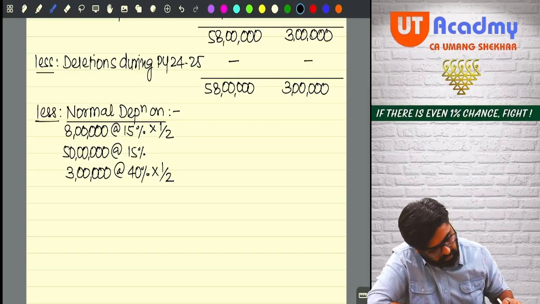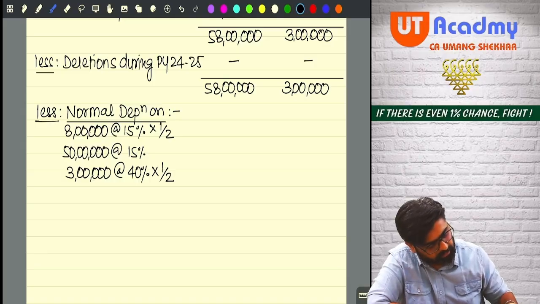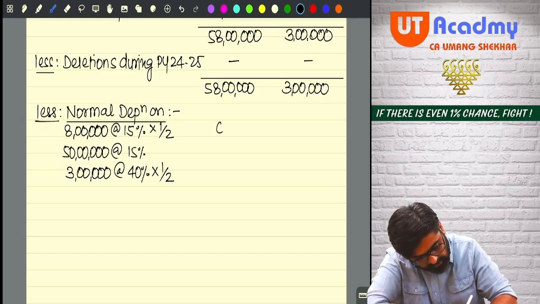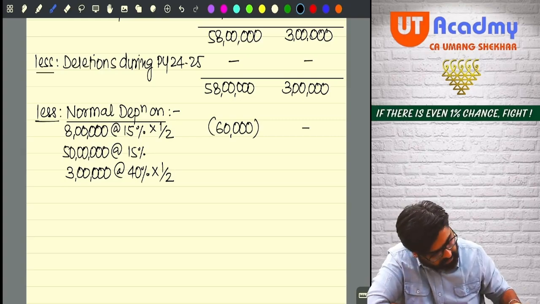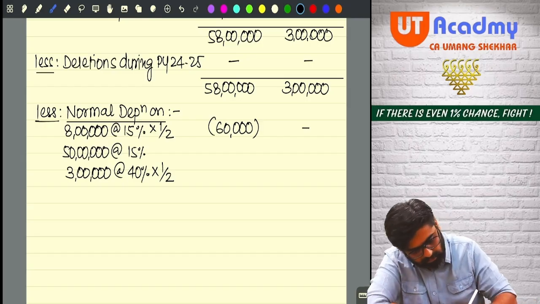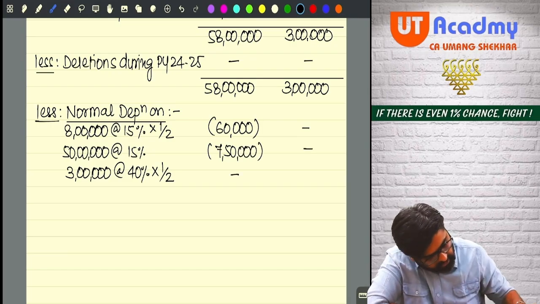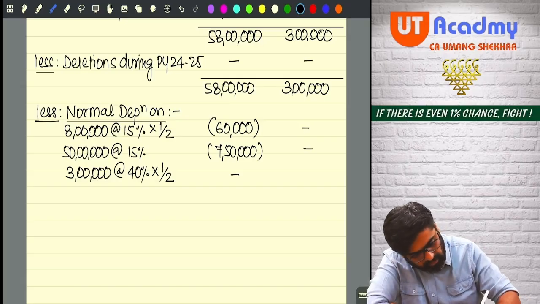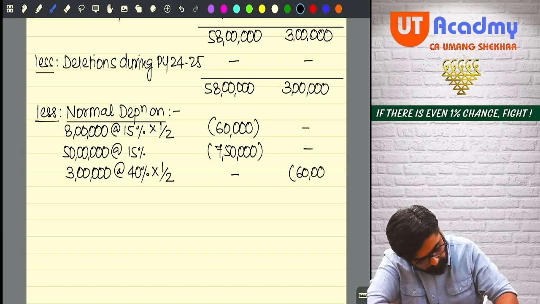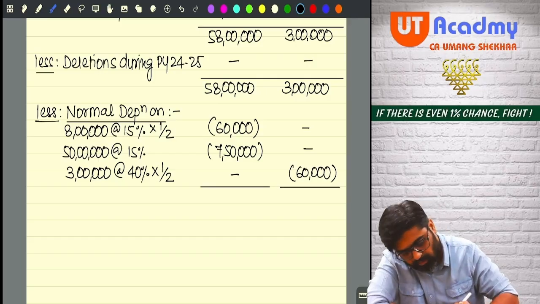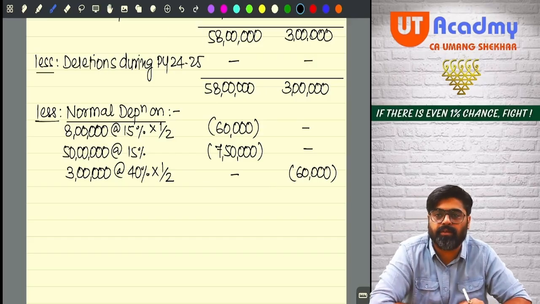8 lakh into 15%, divided by 2 will give me 60,000. So here I'll write 60,000. Okay, it will be dash. 50 lakh into 15%, it will be 7,50,000. Here I'll write 7,50,000. Here dash. Now here it will be dash. 3 lakh into 20%, it will be 60,000. Got it, everyone? So this will be my normal depreciation.